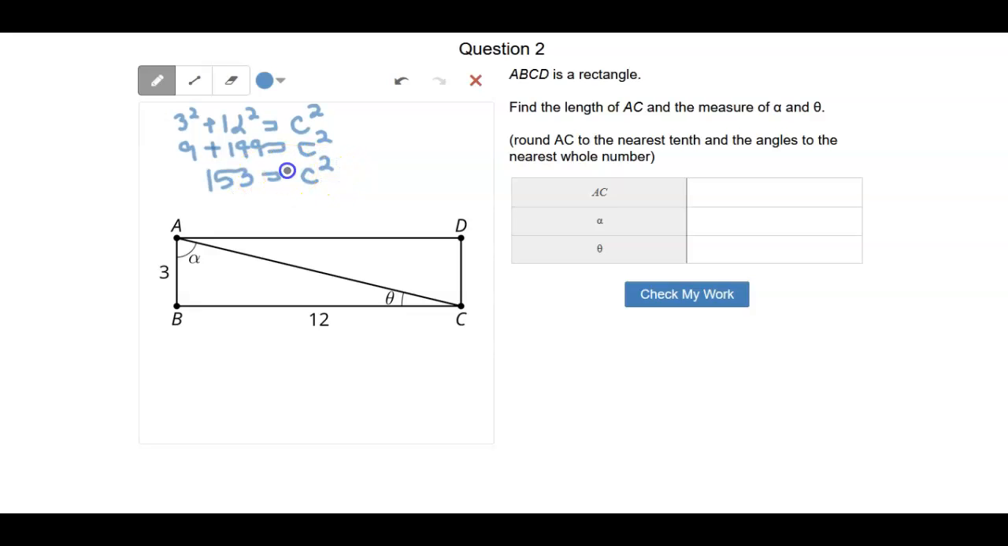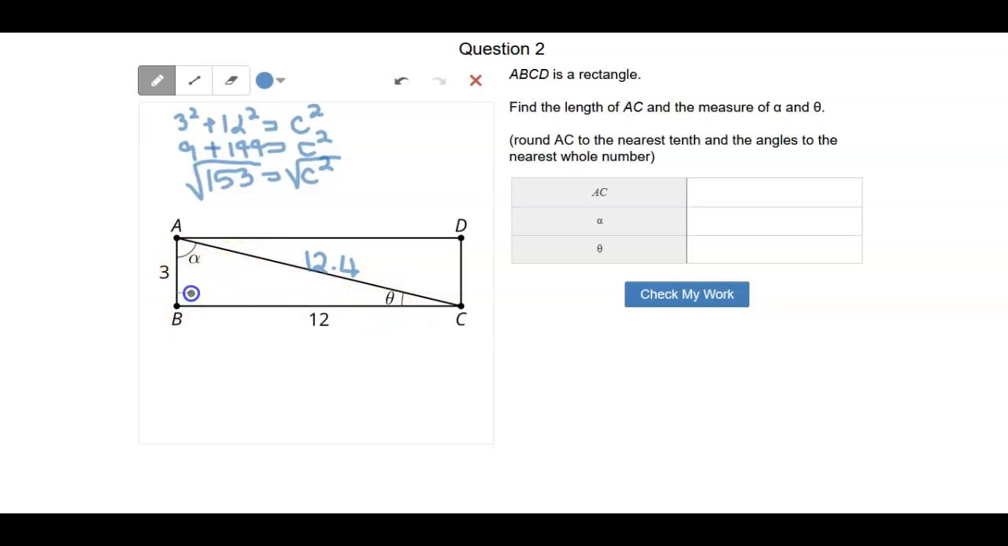And always the last step of the Pythagorean theorem is to take the square root of 153. And the square root of 153 is about 12.4. So this length here is approximately 12.4. So the next thing we have to do is we have to find alpha and theta.